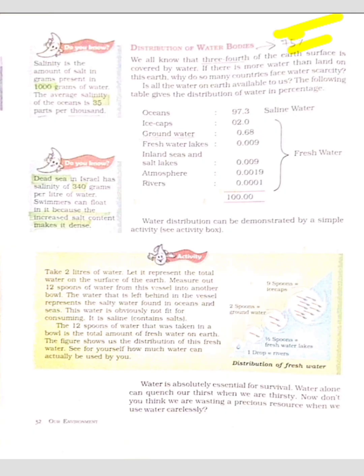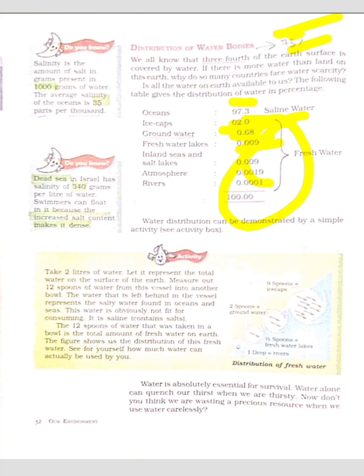The following table gives the distribution of water in percentage. Ocean water 97.3%, which is saline and not for our use, and the ice cap, which is fresh water, 0.2%, and groundwater 0.68%. And fresh water lake 0.009, inland sea and salt lake 0.009, atmosphere 0.0019, and rivers 0.001. This makes 100%, but fresh water is present in only 1%. So it is our duty to conserve water and also conserve rainwater.